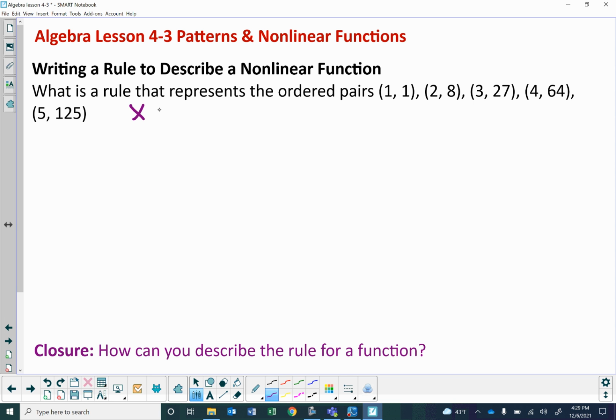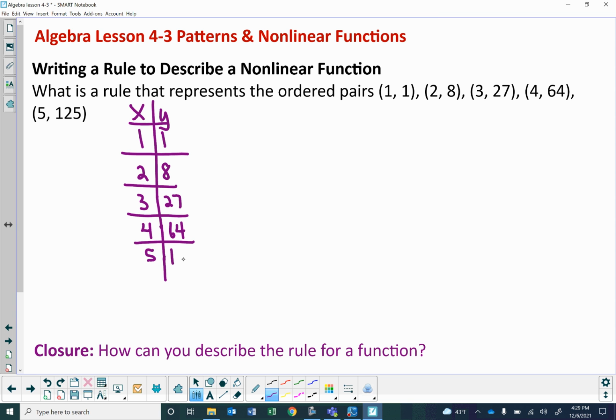Let's make an x and y table. If x is 1, y is 1. When x is 2, y is 8. When x is 3, y is 27. When x is 4, y is 64. And when x is 5, y is 125. Some of you, this might be really, really easy. You might look at it and go, oh, I know what this is really easily. Others of you are going to look at this and go, I don't have the slightest idea.